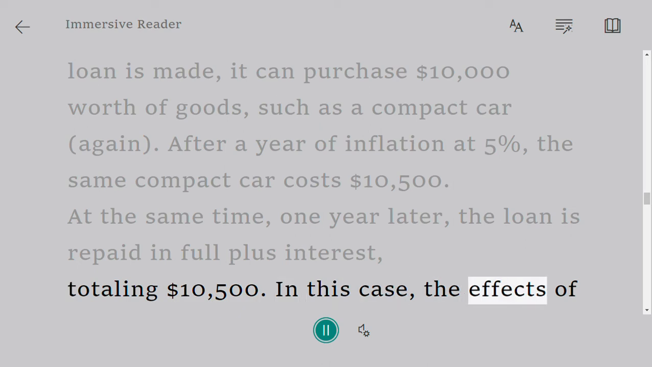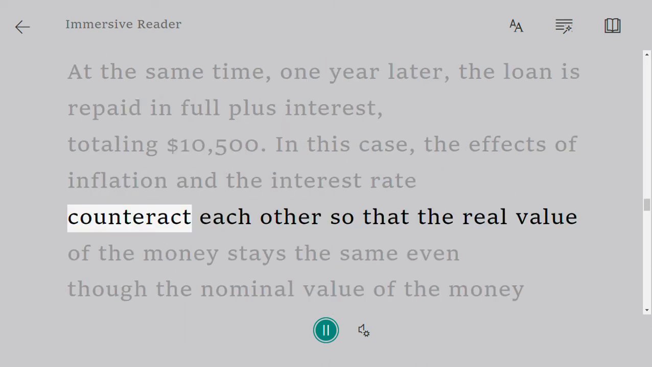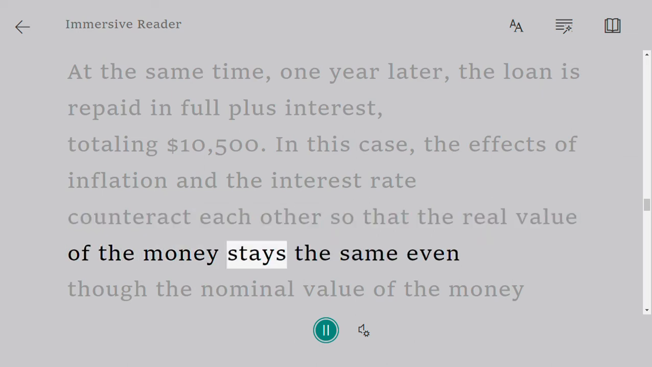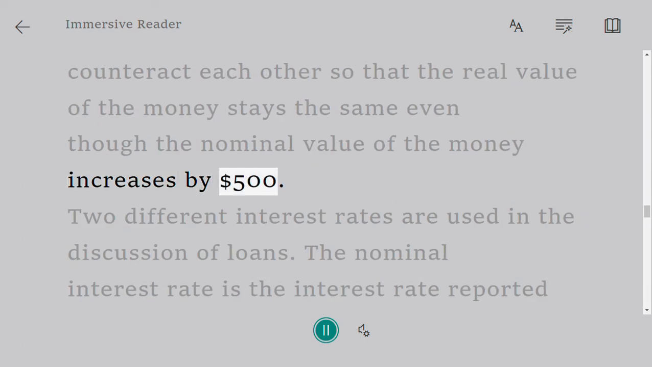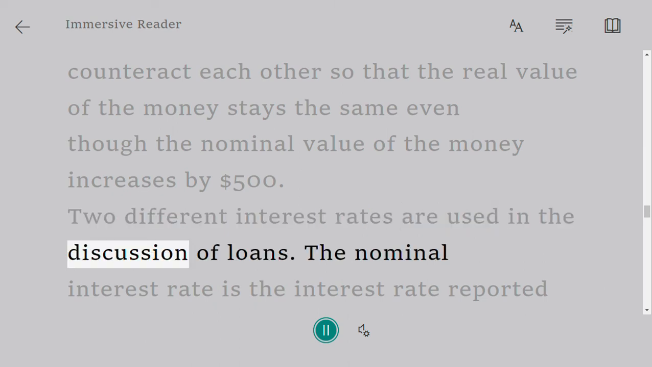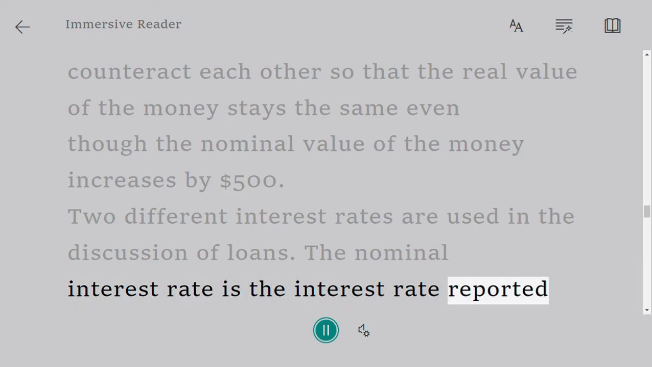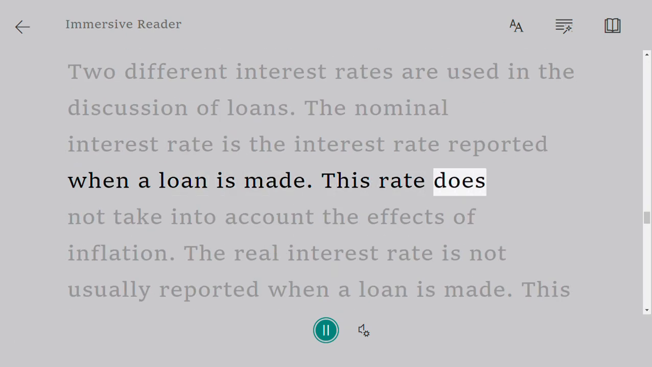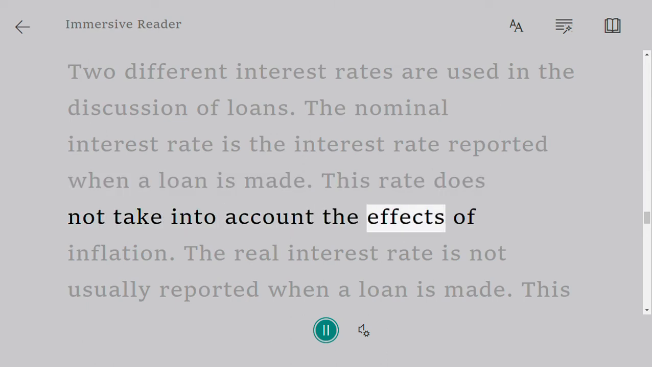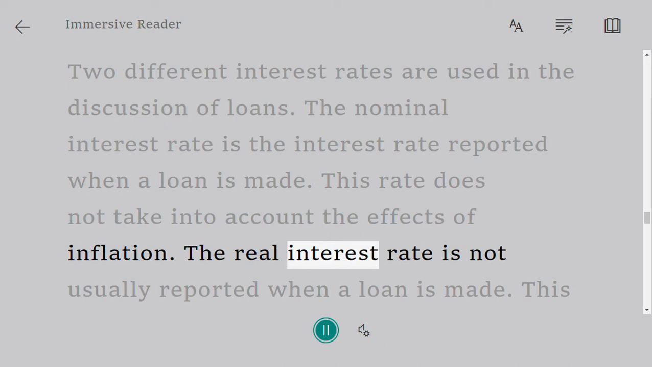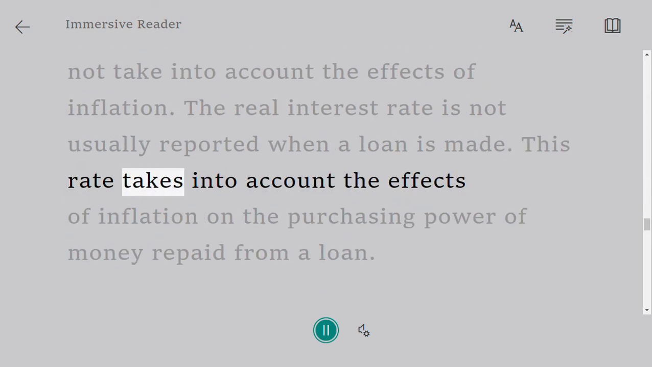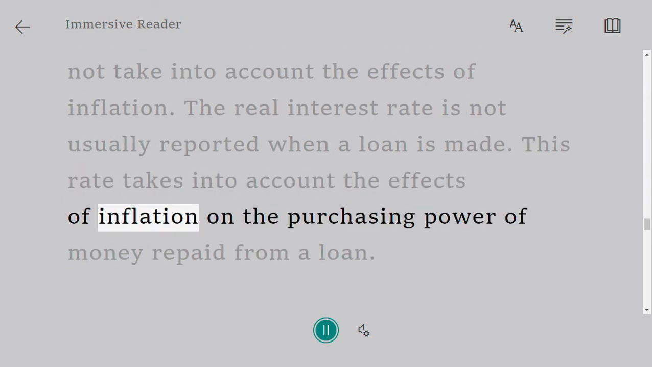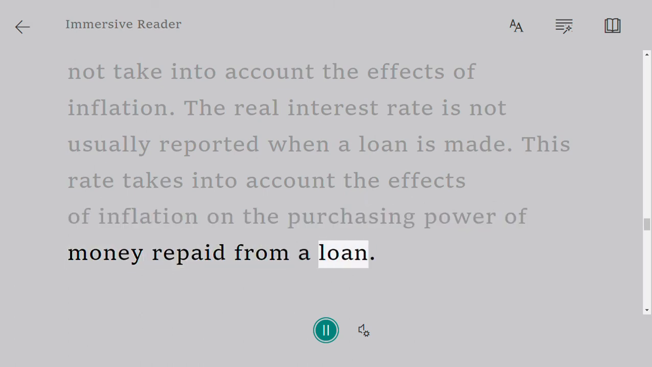In this case, the effects of inflation and the interest rate counteract each other so that the real value of the money stays the same even though the nominal value of the money increases by $500. Two different interest rates are used in the discussion of loans. The nominal interest rate is the interest rate reported when a loan is made. This rate does not take into account the effects of inflation. The real interest rate is not usually reported when a loan is made. This rate takes into account the effects of inflation on the purchasing power of money repaid from a loan.